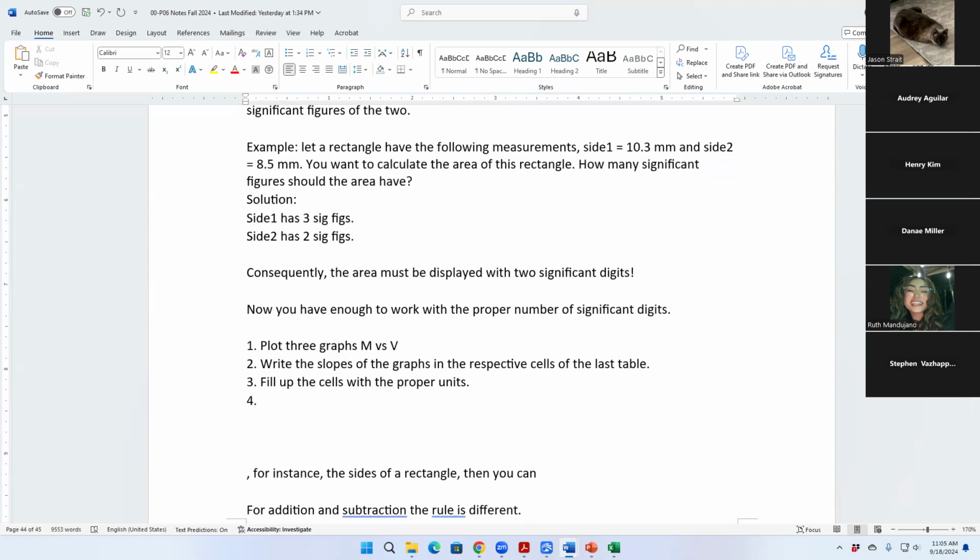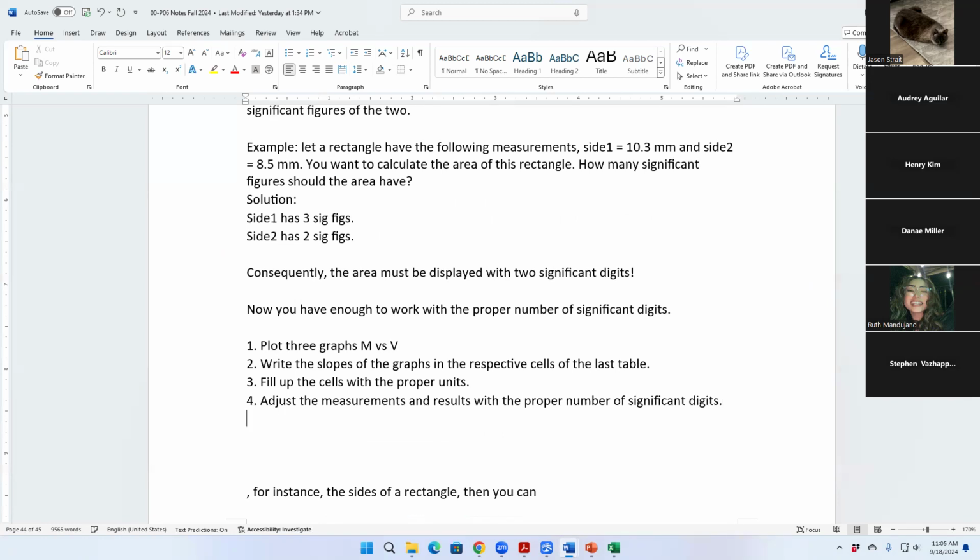4, adjust the measurements and the results with the proper number of significant digits. Okay? That's what you should be able to do as of now.